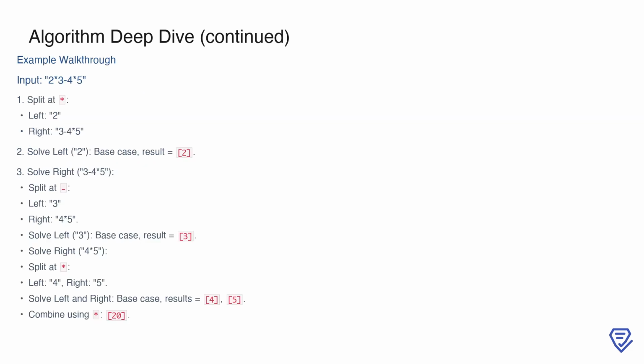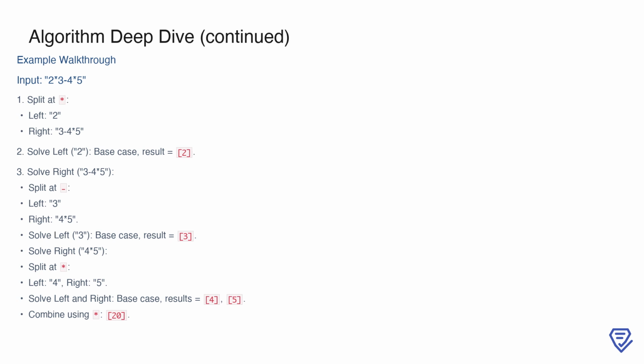Let's walk through an example with the input expression 2*3-4*5. The first operator we encounter is the asterisk, so we split the expression into 2 on the left and 3-4*5 on the right. Solving the left part is straightforward, as it's a base case, resulting in 2. For the right side, we encounter the dash operator and split 3-4*5 into 3 and 4*5. Solving 3 is another base case, yielding 3.